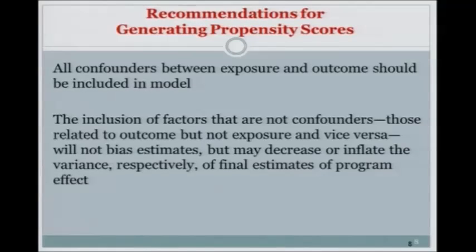So I don't care if something is not significant in your particular data set. If it is conceptually a confounder, a potential confounder between the exposure and the outcome, you want to include it. Here we're not looking for parsimony. We're looking for getting the best explanation. What are the factors that predict getting in the program? Okay? And that might include interaction terms, polynomials.